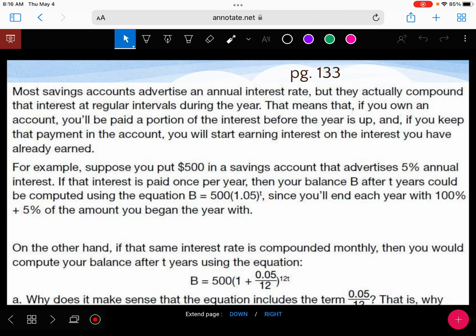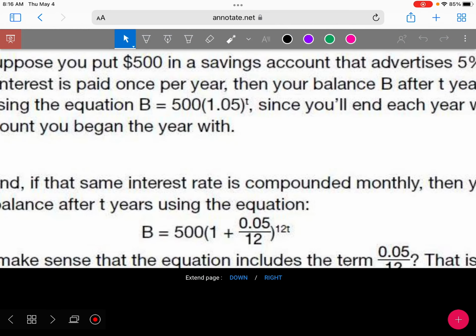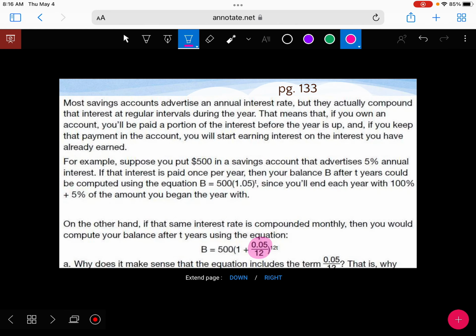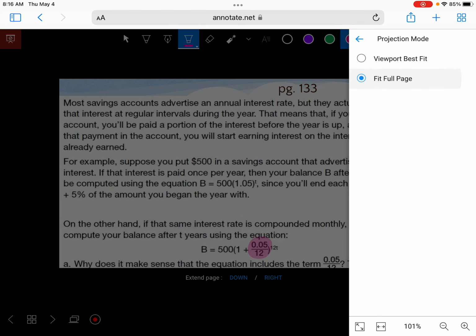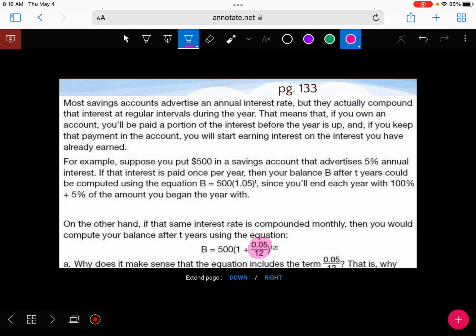Okay, so why do we have to divide the term when we compound our interest monthly? So we're looking at this piece here. That's the question on part A: why the heck, if they say we have a 5% interest rate, do I have to divide the dang thing, instead of having it look like this?